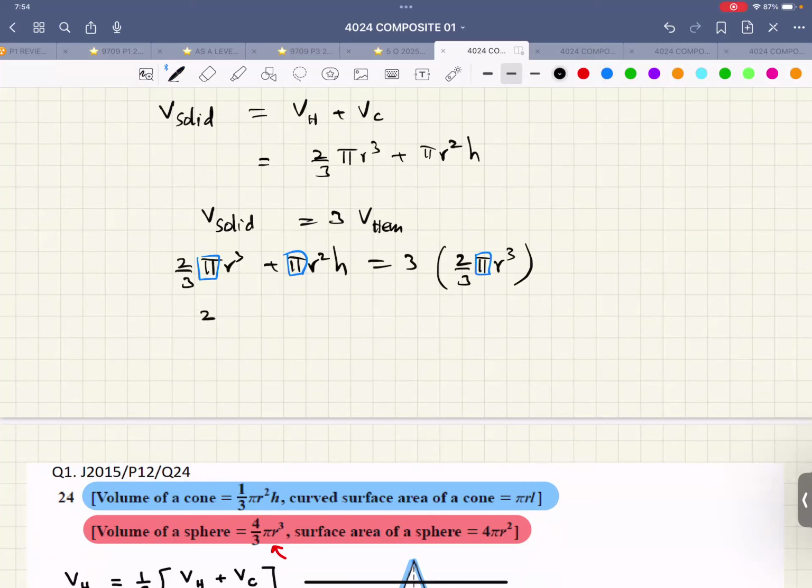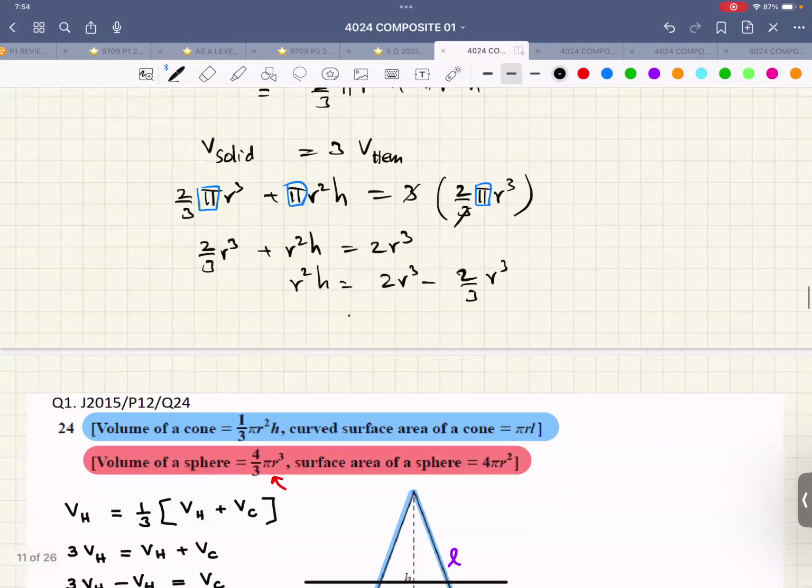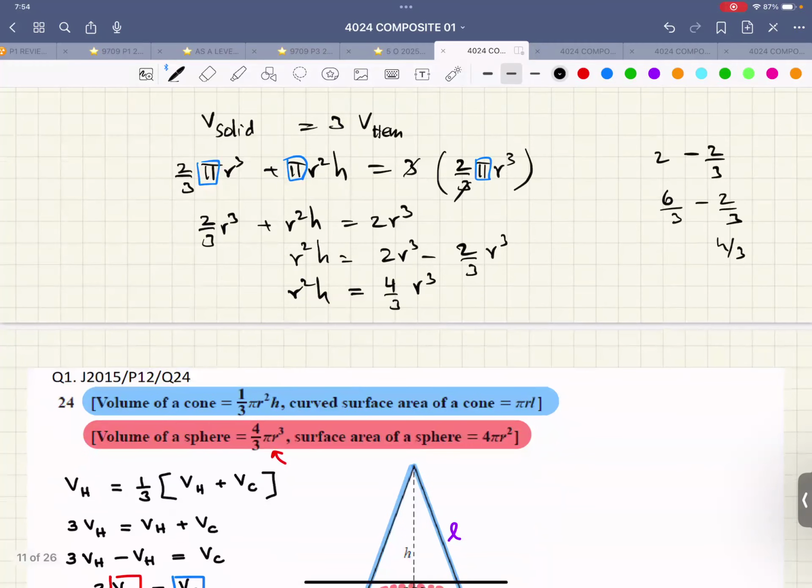Now, what am I left with? I'm left with 2/3 r cube. I'm left with r square h. I'm left with 3 and 3 cancels out. That is 2r cube. Therefore, r square h is 2r cube minus 2/3 r cube. 2 minus 2/3, that is 6/3 minus 2/3, which is 4/3. So r square h is 4/3 r cube. Now, what can I cancel? I can say that h is 4/3 r cube over r square. So therefore, h is 4/3 r.